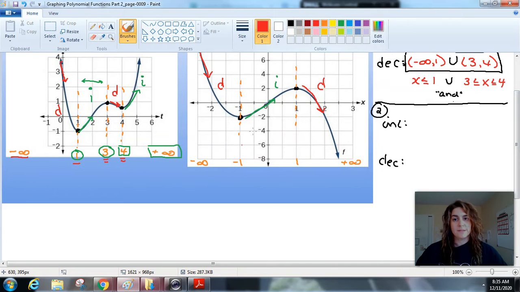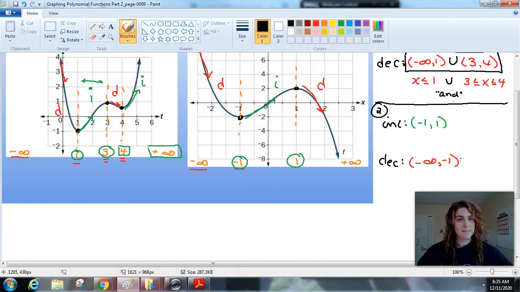So again, when I look at these intervals, I started decreasing at -infinity and I went to -1. Okay, so that's one part. Then I was increasing between these two, so that's between -1 and +1. And then I had a second section of decreasing, and that decreased from +1 to +infinity. Okay, and again, those would be my intervals in which I increased and my intervals in which I decreased.